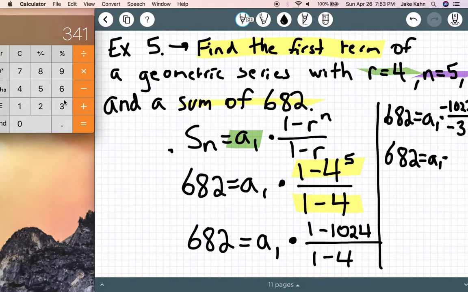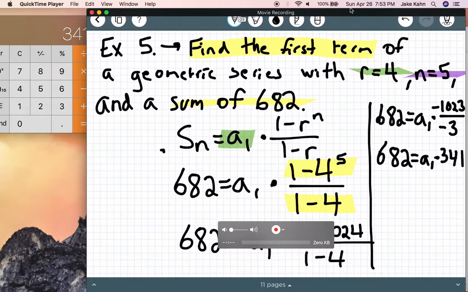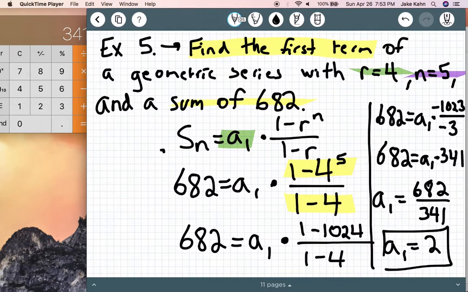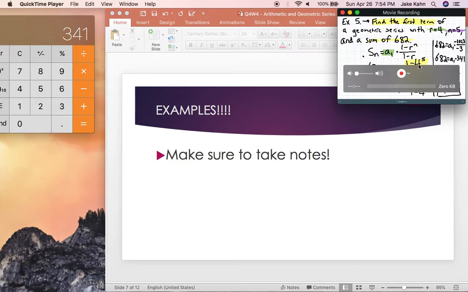All right, so 341. And then to find A1, divide by 341 on both sides of the equation. 682 divided by 341 will come out to our first term being equal to 2. And now we are ready to go back to the PowerPoint for objective 2.